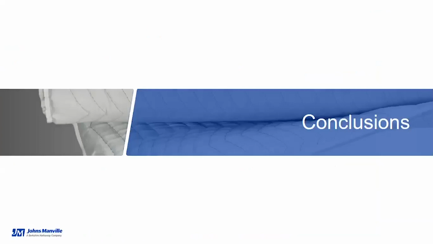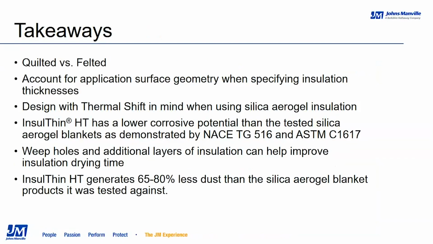Great, thank you, Kelly. So let's go ahead and wrap this up with some conclusions and a quick recap of what we've already gone through. As you've seen, there are a lot of variables that system designers need to take into consideration before selecting and specifying a thin blanket insulation, starting basically with the physical differences between InsulThin HT and Silica Aerogel. We're looking at InsulThin HT as a quilted blanket versus a felted blanket of a Silica Aerogel.